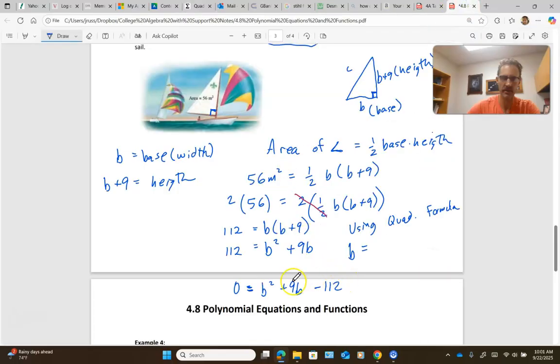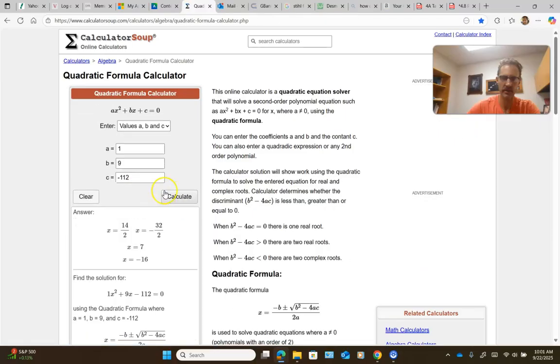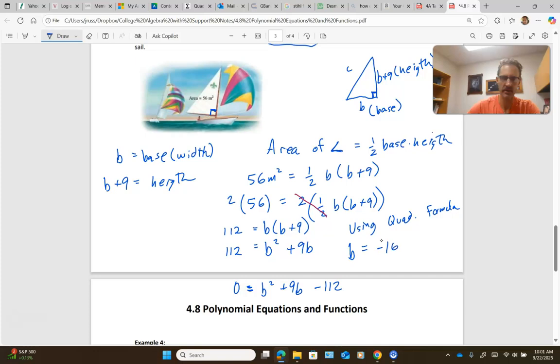So let's go back and define our coefficients. And remember, we're using b's instead of x's. Don't confuse this b with the b that's in the quadratic formula, because that just refers to the 9 here, the coefficient. So a is 1, b is 9, and c will be negative 112. So I'm going to plug those in. a is 1, b is 9, and c is negative 112. I'm going to calculate this, and we get two nice integer values for x here. We get negative 16 and positive 7.